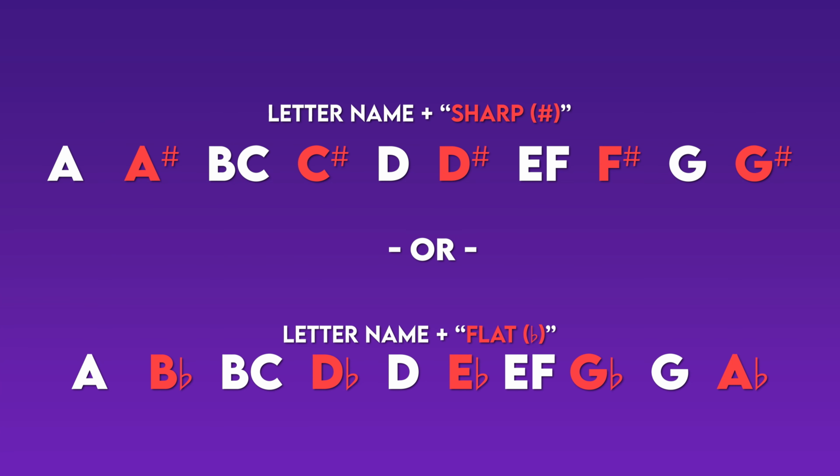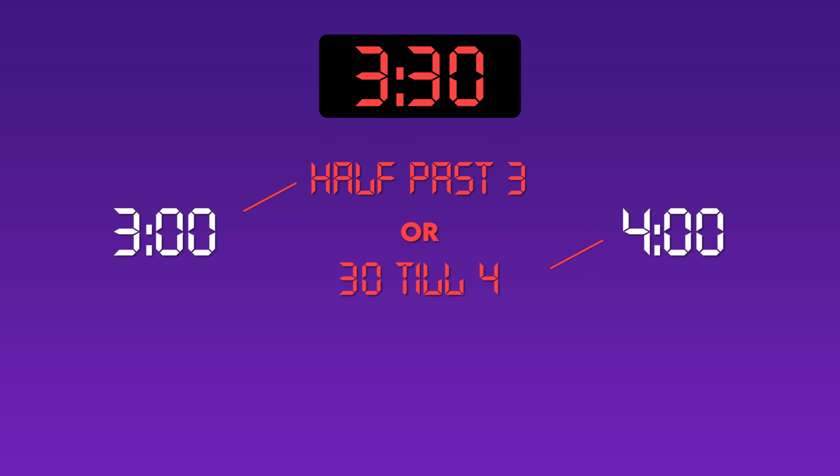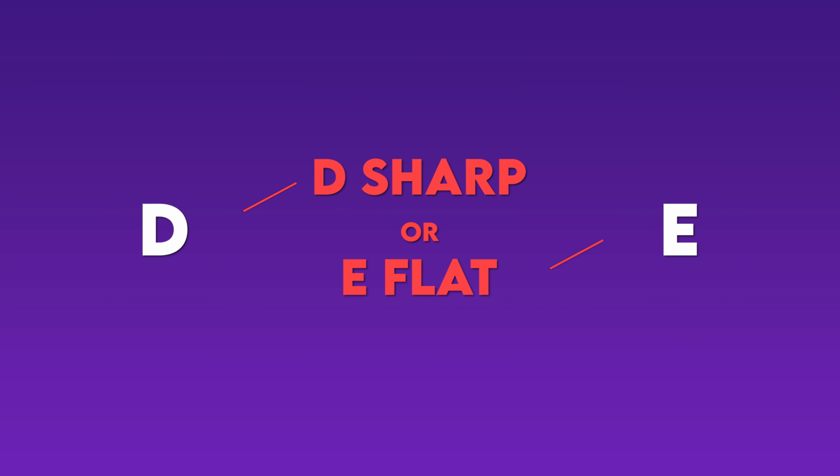So between the letter names, you can refer to it as flat or sharp, so there are essentially 2 different names for one note. For example, the note between D and E can either be called D sharp or E flat. Kind of like how if it was 3:30, you could say the time is either 3:30 or 30 till 4. Both mean the same thing.